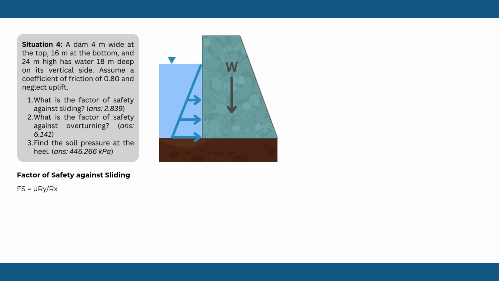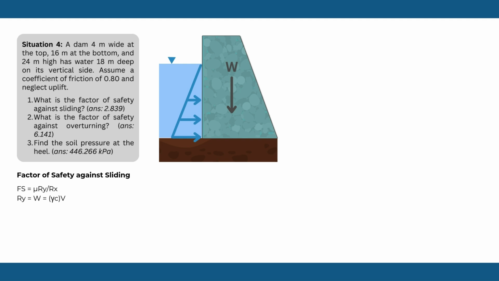Moving on, coefficient of friction natin is already given, which is 0.8. Tapos for our Ry naman, yung makikita lang naman natin na vertical force na nag-act sa figure is just the weight of the dam itself. Therefore, let's just solve for the weight by using the formula unit weight times volume. And since di tayo given ng value ng unit weight, gamit na lang tayo ng standard value ng concrete, which is 23.5 kilonewtons per cubic meter.